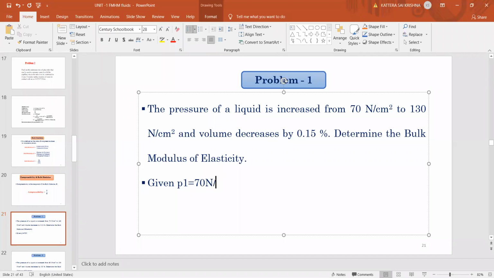70 Newton per centimeter square. I'm writing like this; don't write like this. Centimeter square. P1 equal to 70 Newton per centimeter square. Next, write P2. So P2 is the pressure, 130 Newton per centimeter square. P2 equal to 130 Newton per centimeter square.